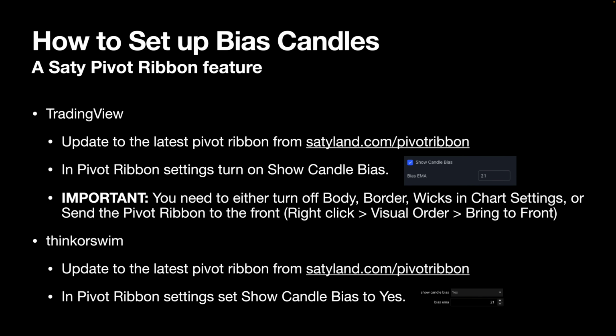So if you don't do this, you may find that your candles are getting hidden. So you need to do this important step, which is you need to either turn off the body, border, and wicks in chart settings. That can have a negative effect on other things in the platform, so you may want to leave those on. I have them turned off because it doesn't bother me for the way that I use it, but for some people it might be a problem. So the alternative is to just simply send the pivot ribbon to the front. You can right-click the pivot ribbon, select the visual order, and then just have it bring to front. Once you're done with that, you should be all set to go.